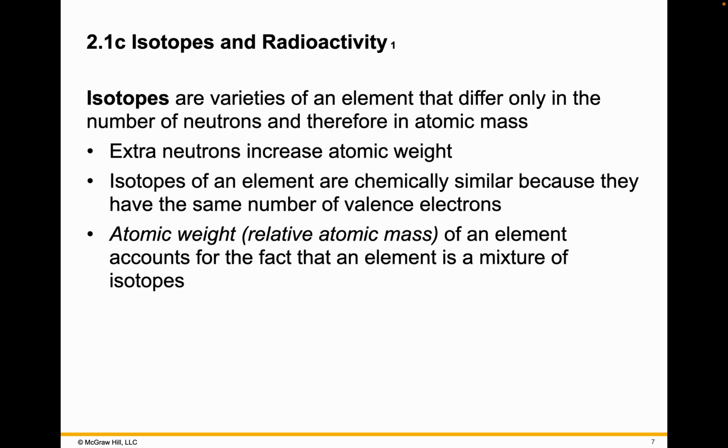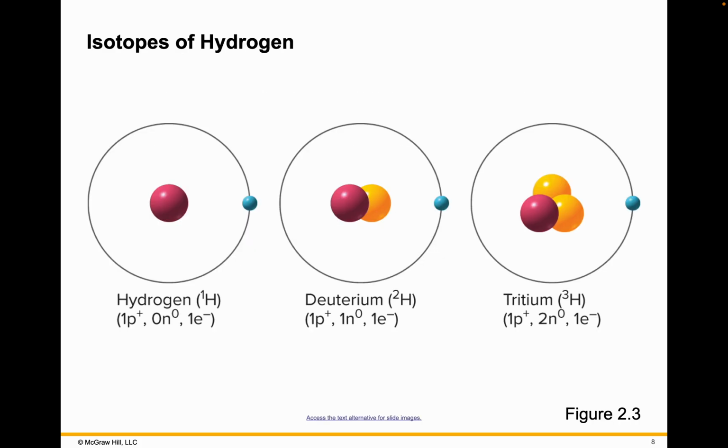The atomic weight or atomic mass of an element accounts for the fact that the element in total is a mixture of isotopes. So that's why you don't have whole numbers for most of the atomic masses. Hydrogen, for example, has 3 common isotopes. Hydrogen itself with 1 proton, 1 electron, no neutrons. Deuterium with 1 neutron, and tritium with 2 neutrons.